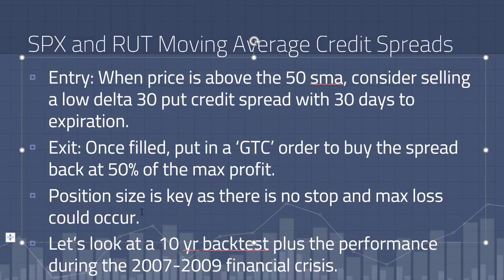But the key to this strategy is the position size. And the reason why is because you can't have a couple losers in a row. The losers here are about 3 times as big as the winners. And so you want to be positioned to have multiple losers in a row. So the position size is key. You want to be consistent with your position size.